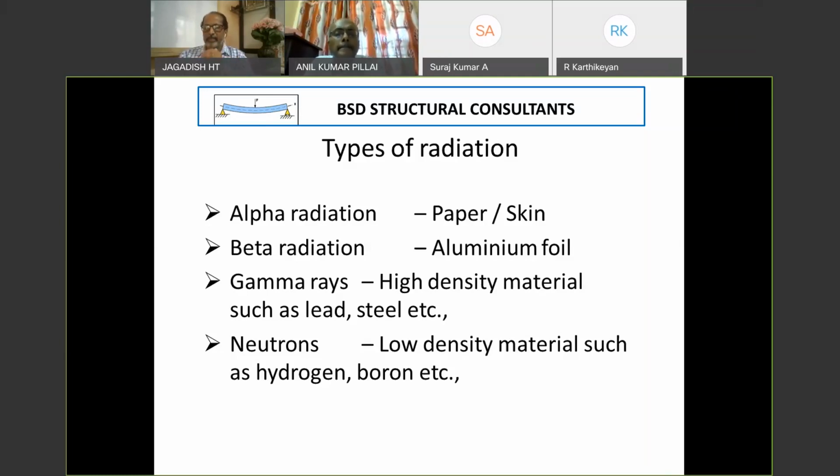Now, this particular mixture of high density and low density is possible only in concrete. Concrete is the only item which can give you both. How? I am adding aggregate in concrete, maybe hematite aggregate, high density, and I'm stopping gamma rays. I'm adding water in concrete, which consists of H2O, so hydrogen is available in water, and that can stop neutrons. So concrete is one material which can stop both, and we call concrete biological shielding. That's the name used for concrete.